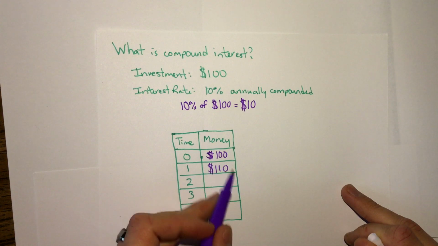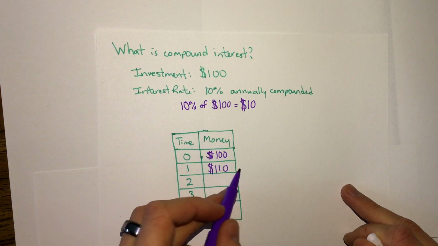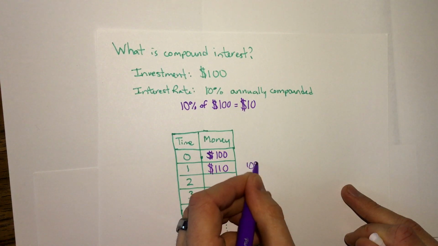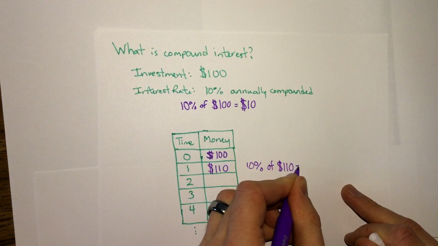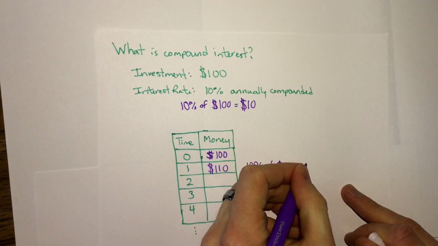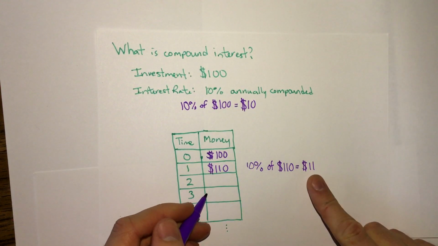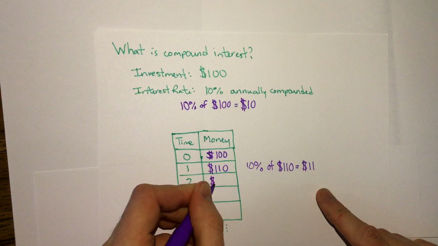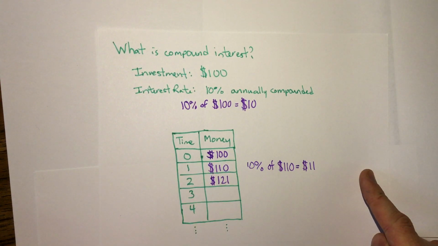Now, what the bank will do is take 10% of our new amount of money, 10% of $110, and if we multiply 0.1 times 110, we get that that's $11. So for the following year, we add $11 to our account, and we'd end up with $121.